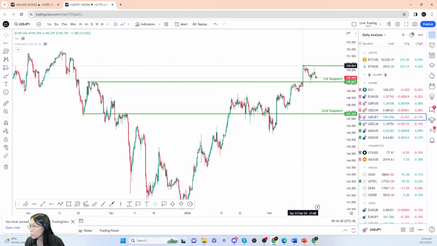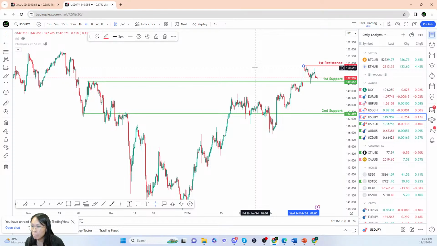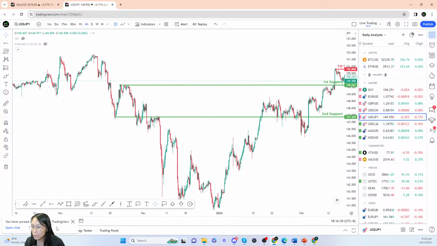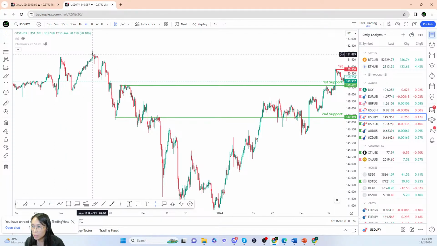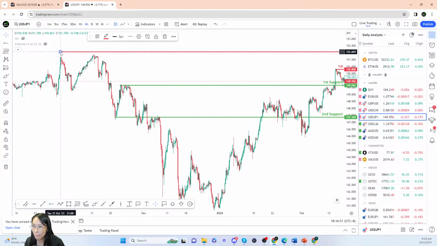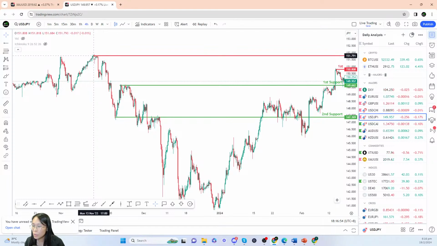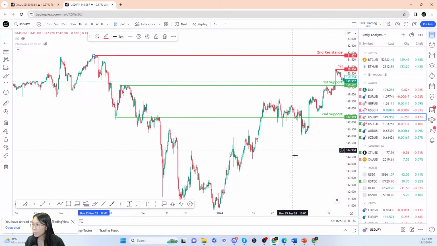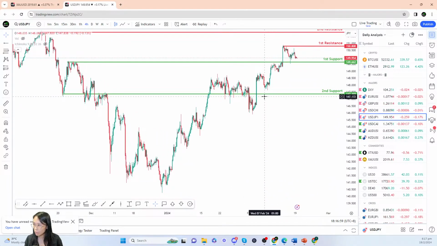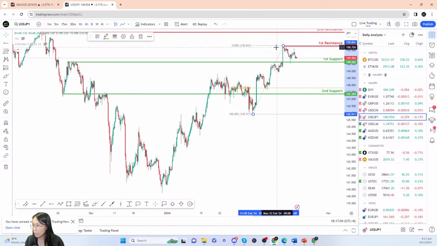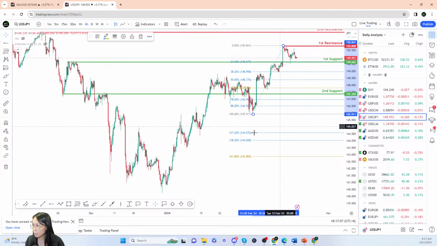Okay, and my resistance will be here. Second resistance, it will be this. This swing high here will be my second resistance. And I will take my most recent swing low to swing high to look for support.